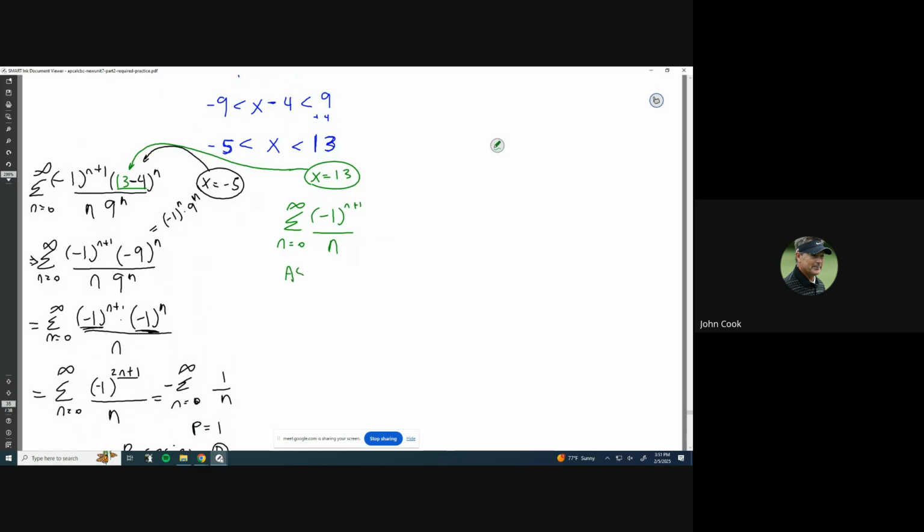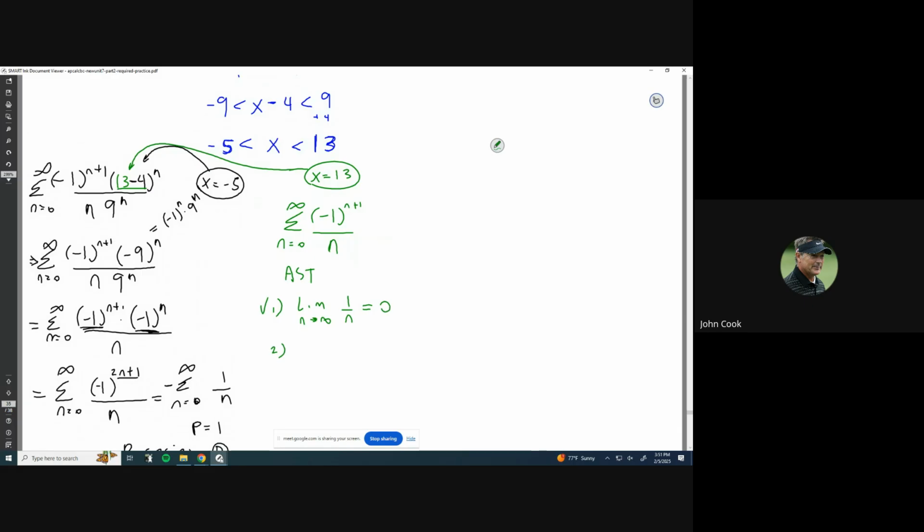So if I use the alternating series test for this one, I need 2 rules. The first one is I've got to make sure that the limit of the sequence goes to 0. In the sequence, I just ignore the alternating part. It's just going to be 1 over n. And sure enough, as n gets substantially large, this does go to 0. So that's a check. That part works.